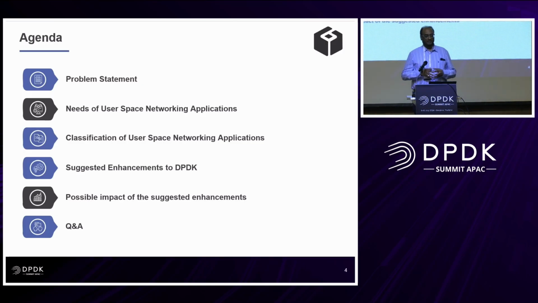As part of the agenda, we'll first talk about the problem statement, what we see as a problem here, what is needed and what is really impacting things. Then we'll talk about the needs of various user space networking applications and try to classify them into various categories. Then we try to suggest some enhancements. All these enhancements are not groundbreaking or something new. These are things which already exist. The only thing is we're trying to bring them together in a framework so that it can be available for applications to use. And what can be the possible impact?